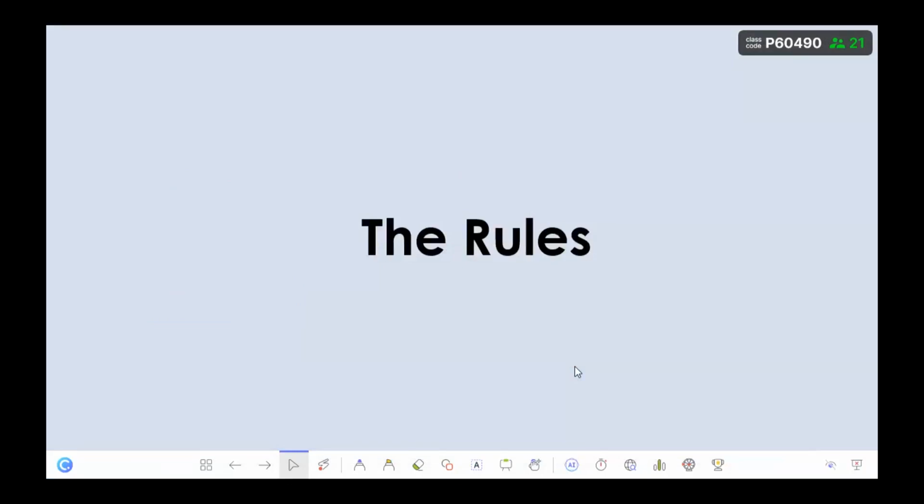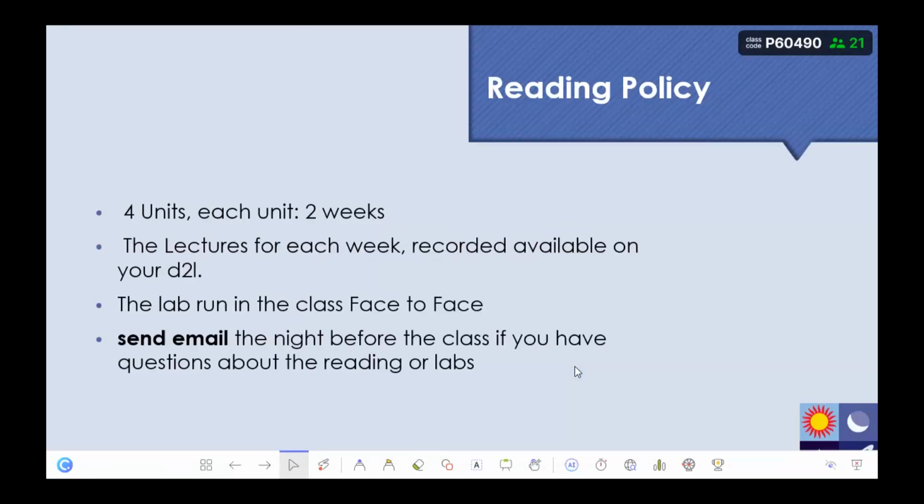Okay, rules, important. So far I was talking about the resources that we have in the college, letting you know that you are not alone. If you need help with homework, we have the learning commons, the textbook, and I'm here. You can come to my office hours, or you can reach out to me by email. But the rules for this class, reading policy.